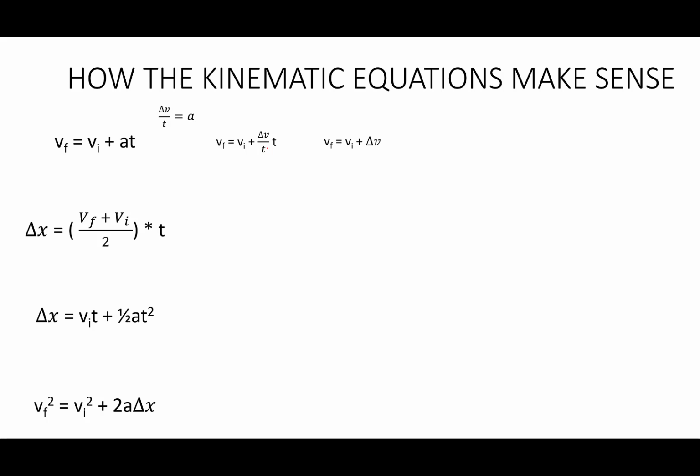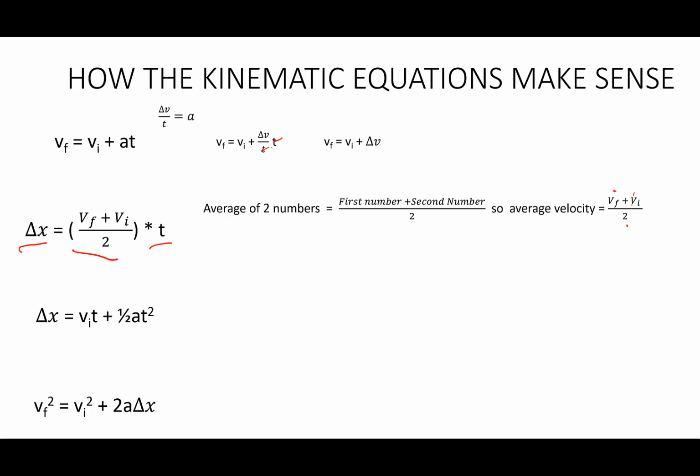Now these times cancel, right? Divided by time, times time. So you get the final velocity is the initial velocity plus the change. Hey, makes sense. So right here, distance is equal to this garbage times time. Well, you know the average of two numbers is the first plus the second over 2. So the average velocity is the final velocity plus the initial velocity over 2, right? So what you have here is this equation. Delta x equals the average velocity times time. How far you go is, on average, how fast you go times the time.